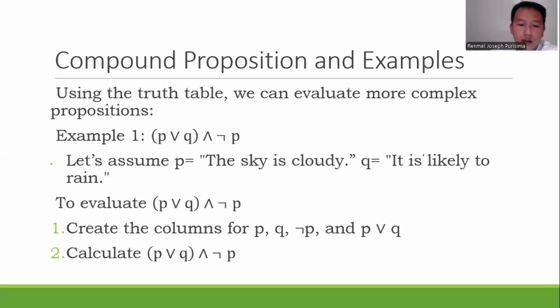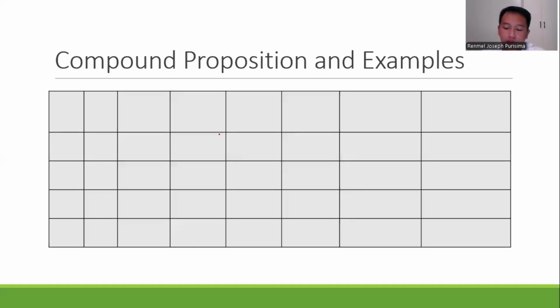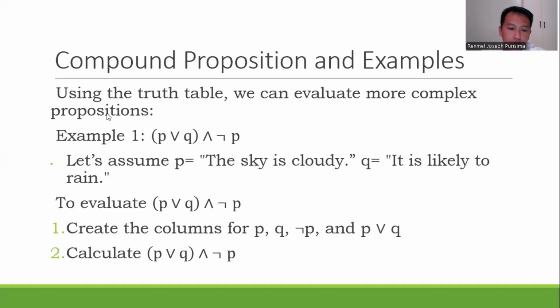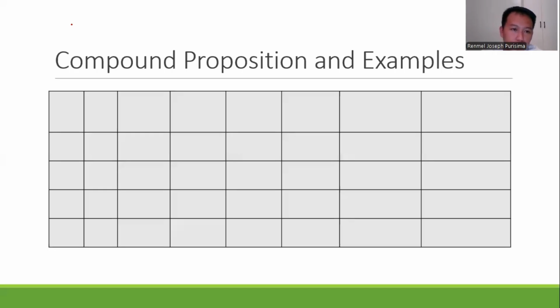Okay, let's have an example for this. P or Q and not P. So let us assume P, the sky is cloudy. Q, it is likely to rain. To evaluate, we create columns for P, Q, not P, and P or Q. And we will be evaluating this. So I'll write this, P or Q.